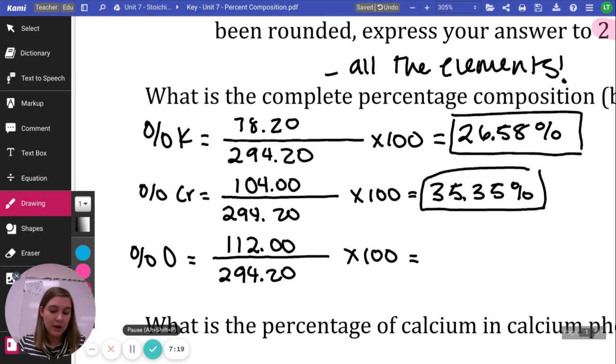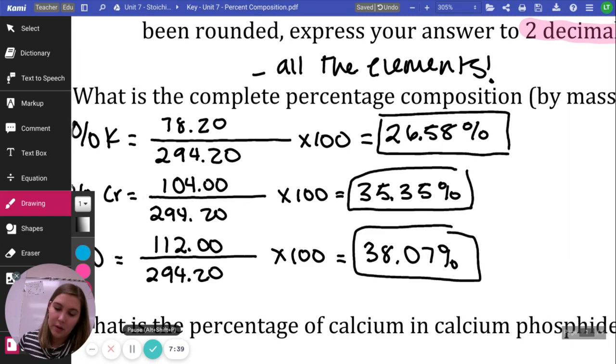So 112 divided by 294.2 times 100, and round it to 2 decimal places. I got 38.07% for our oxygen.